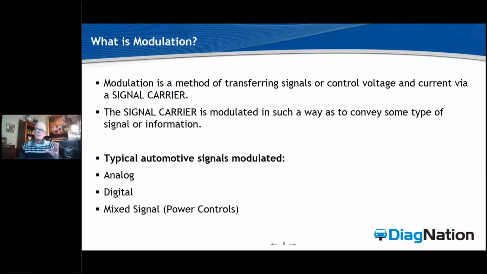Now, typical automotive signals that are modulated are going to be the analog, and believe it or not, about 99.5% of all the work we do in automotive chassis and powertrains is going to be diagnostically in the analog realm. We always like to say we work on high-tech computerized digital cars, but as technicians, we don't work on the digital part at all. Meaning the digital part is what's going on inside that box.